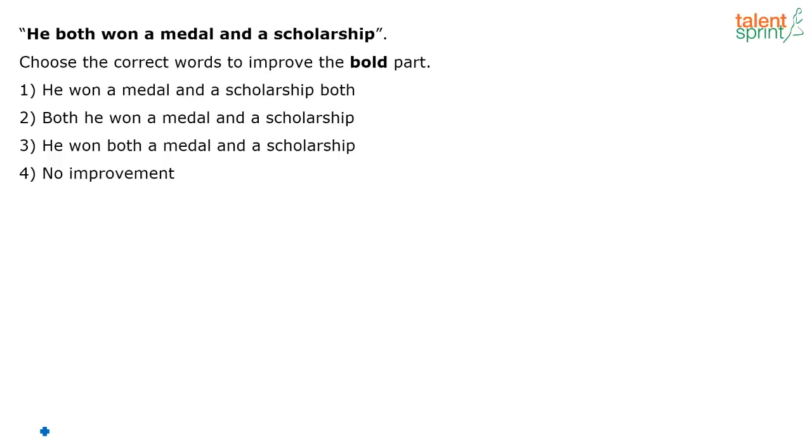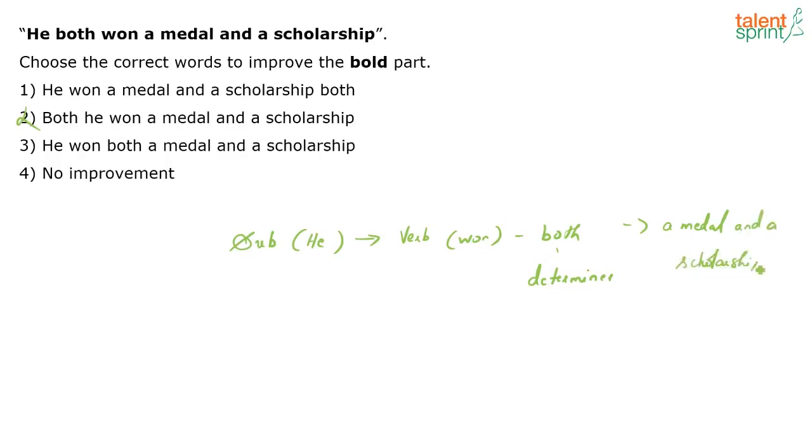I have very basic construction. I have the subject, he, and then I need the verb, which is won. So anything that starts with he won. Immediately I can eliminate the options that don't begin with the subject. He won a medal and a scholarship, both, is incorrect. He won both a medal and a scholarship is the right construction, because both is in fact a determiner here, which goes before the nouns. And what are my nouns? A medal and a scholarship. That's it. So obviously option 3, let's move on.